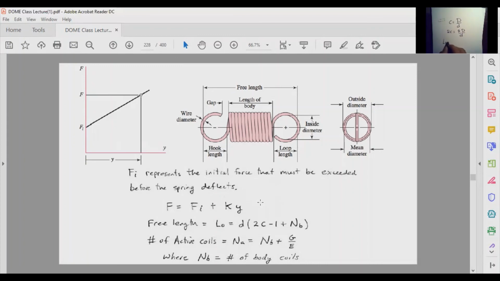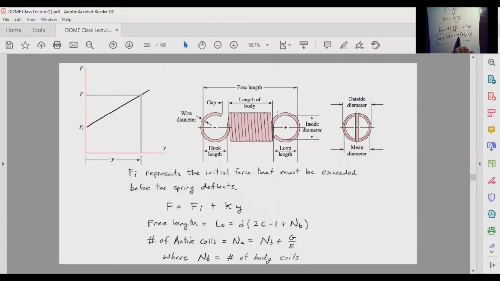So L0 is going to be equal to d multiplied by 2D over d minus 1 plus NB, and this is going to be equal to 2 times the diameter. This makes sense, right? We have one diameter over here, the hook diameter, and then another diameter of the hook, plus we have d multiplied by the number of body coils minus 1. Essentially, we are losing one coil in this equation as a result of adding these two together. So just remember that. The free length of an extension spring is going to be equal to 2 times D.